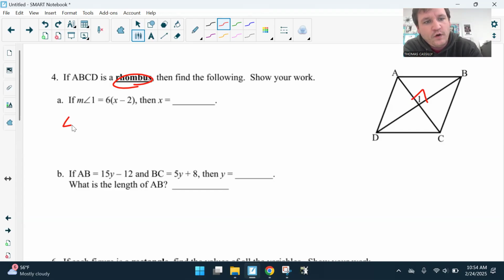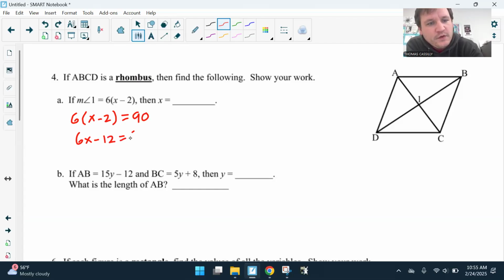We know angle 1 equals 90 degrees. Angle 1 is expressed by 6 times x minus 2, so let's set those two equal to each other. So we have 6 times x minus 2 equals 90. There's a couple ways you could go from here. If you want to distribute, that's fine. So you say 6x minus 12 equals 90. Add the 12 over. We're going to say 6x equals 102. And then x equals something. I don't know what that is.